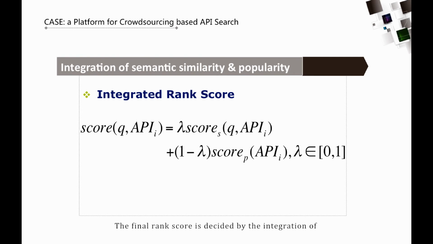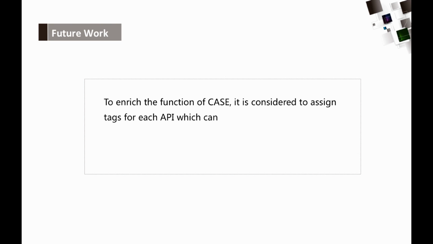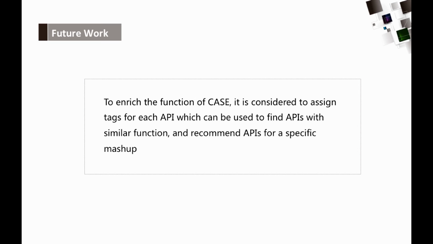The final rank score is decided by the integration of semantic similarity and the API's popularity, which is defined like this. Lambda is a weight to balance the importance of semantic similarity and popularity. To enrich the function of Case, we are considering assigning tags for each API, which can be used to find APIs with a similar function, and to recommend APIs for a specific mashup in our future work.